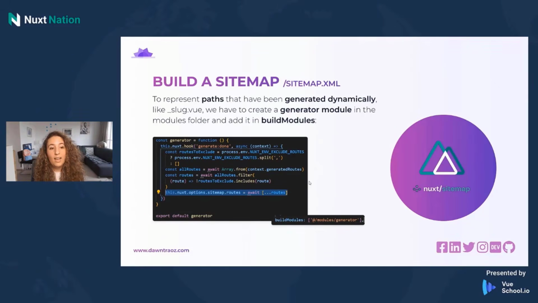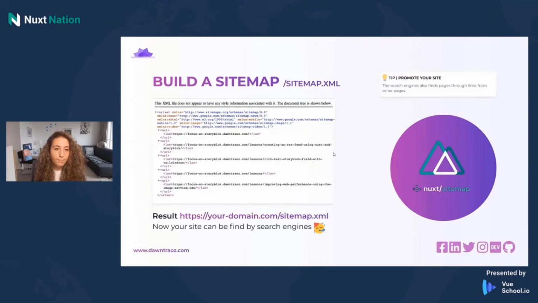So it's better because you are not calling the API twice to make the sitemap, because you already have these URLs in the generate done hook. So it's perfect and you can use it. And you just need to add it to the build modules in the Nuxt configuration, as you can see in this small image. And you will have it ready when you generate your project, basically.